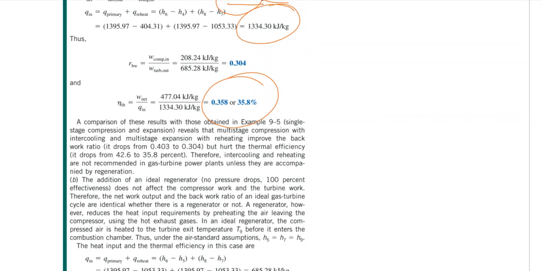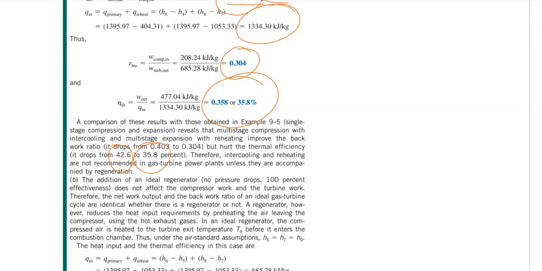If you have access to the Yunus Cengel book, just look at example 9.5, which has single stage compression and single stage expansion. Over there, the back work ratio was 40.3 previously, and now it is improved to 30.4. But the thermal efficiency dropped from 42% to 35.8%.